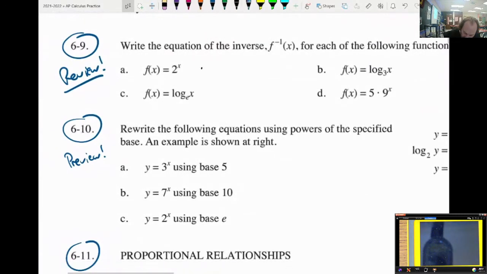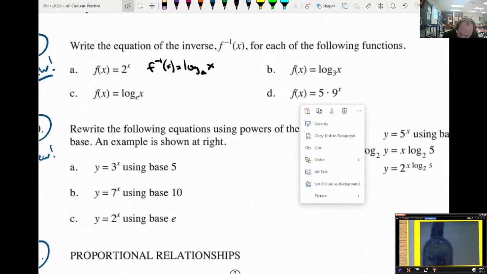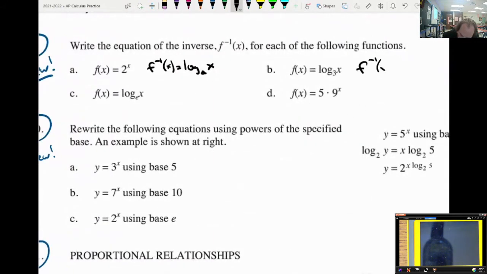All we have to do here, this is the inverse, f inverse of x, is just the log base 2 of x. That's all you have to do there. All we're doing is thinking about it as a logarithm instead. And then for question B, the f inverse of x in this case would just be 3 to the x power. That's all you need to do. Here you have the log base e of x. The inverse there, of course, is e to the x power, which we'll talk about tomorrow in class.